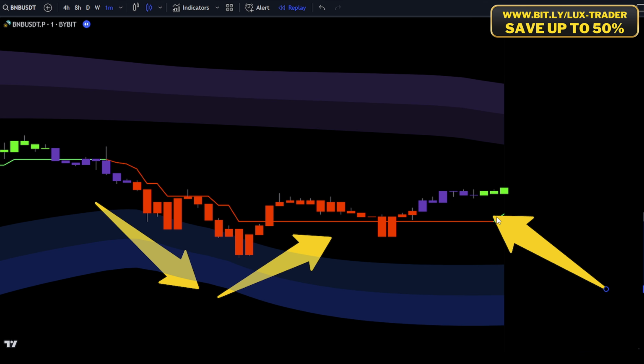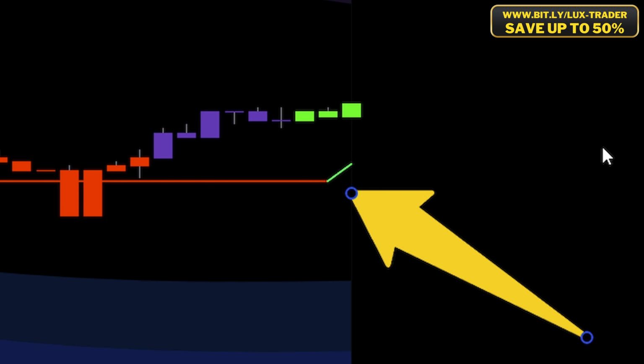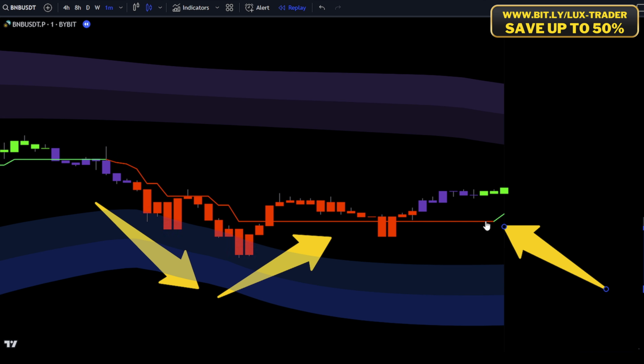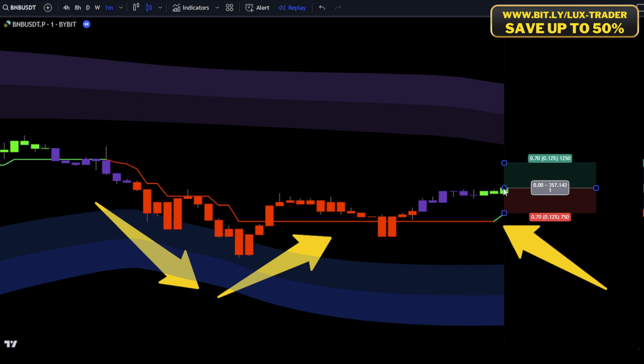For the second condition, you want to see the trend catcher line changing its color from red to green, just like this. As explained earlier, the color of the candlestick can either be purple, green, or red. It doesn't matter for our strategy. And finally, you want to open a buy trade at the close of the candlestick if these conditions are present.